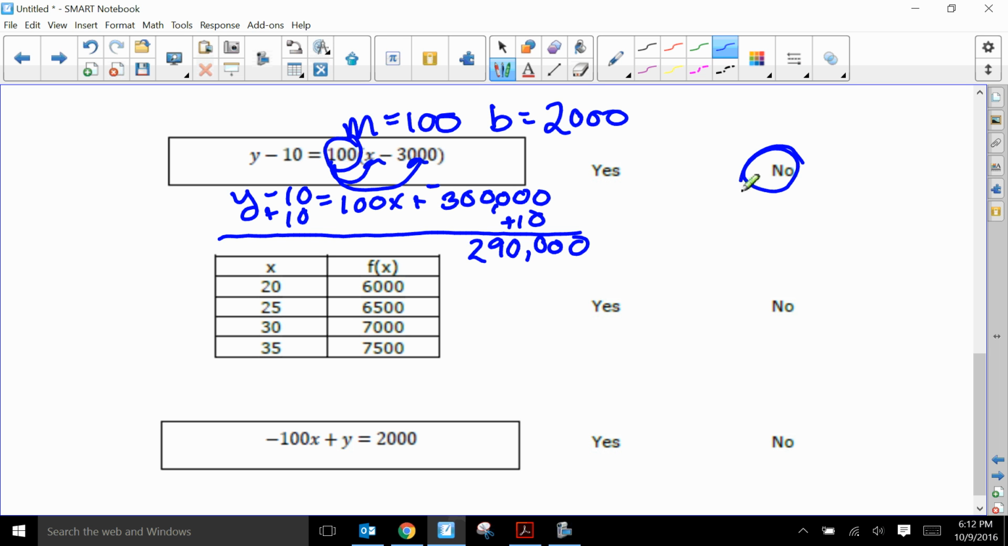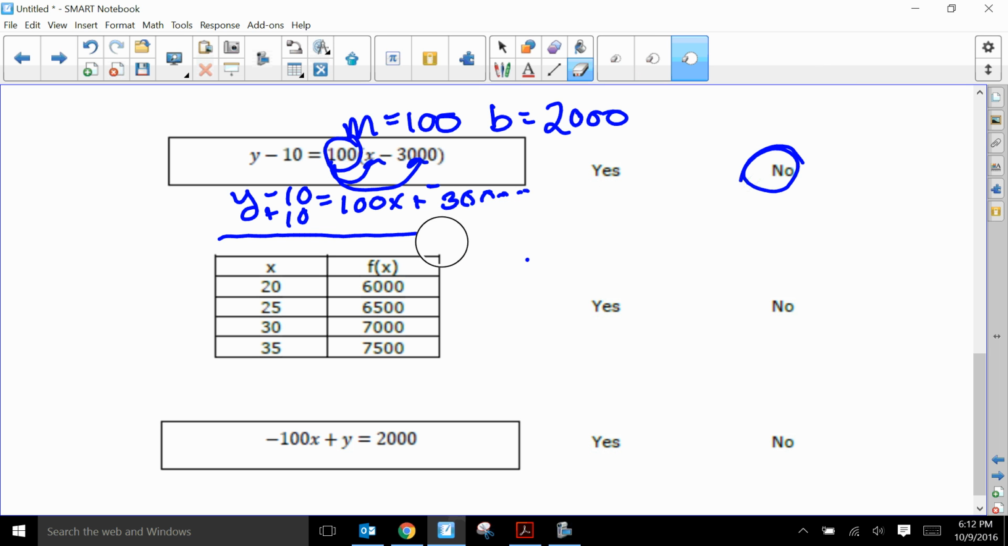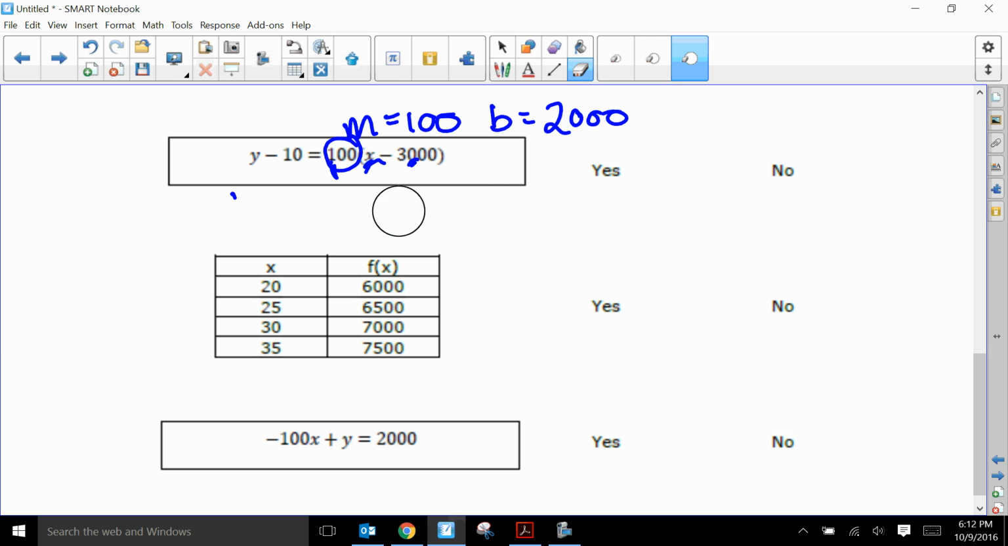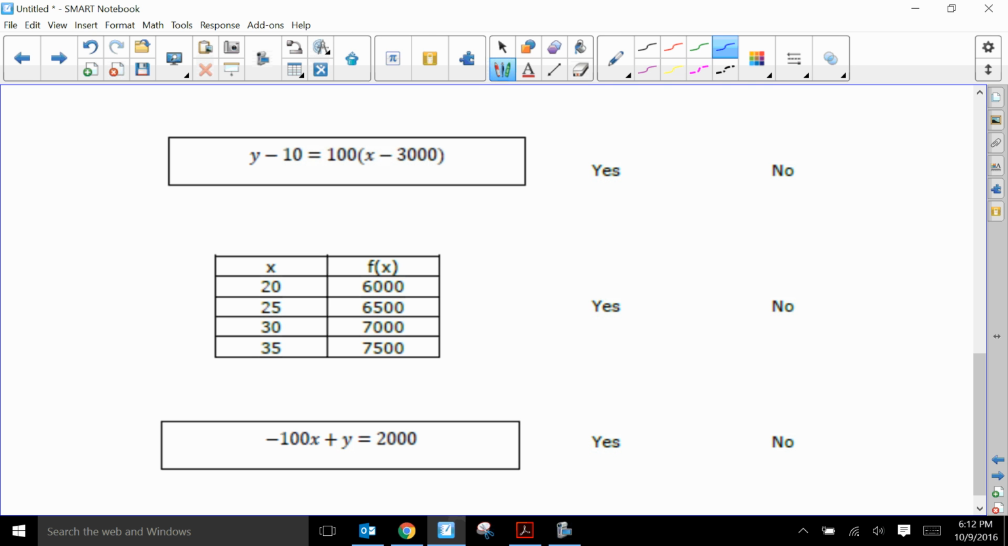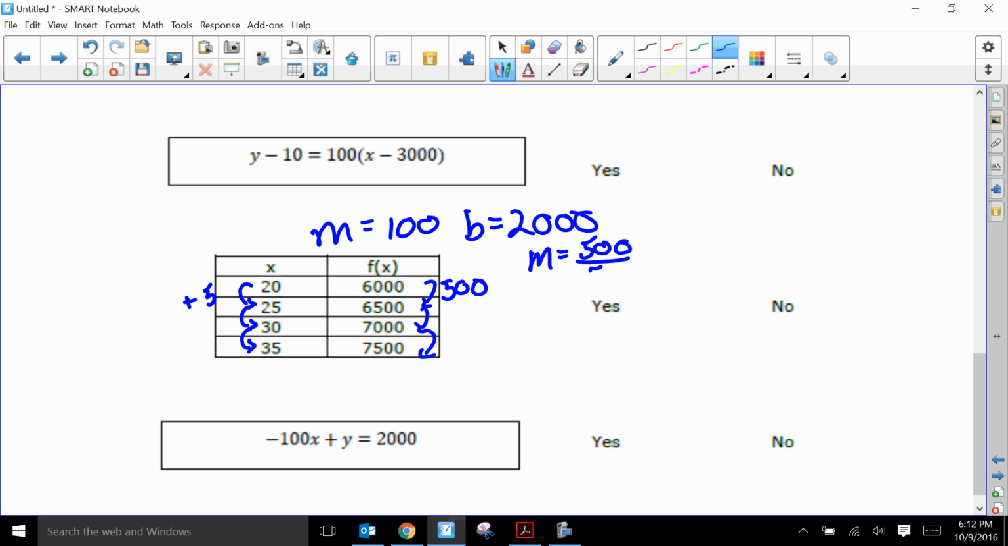Okay, so let's look at the table down below. Let me just get rid of some of this here so we can look at the table clearly. Okay, so if I look at the table again, I want a slope of 100 and a y-intercept of 2,000. So I'm going to find the change in my y and the change in my x to find my slope. So my x is increasing by 5, and my y every single time is increasing by 500. So my slope is 500 over 5, which simplifies to 100. Okay, so far I'm good.